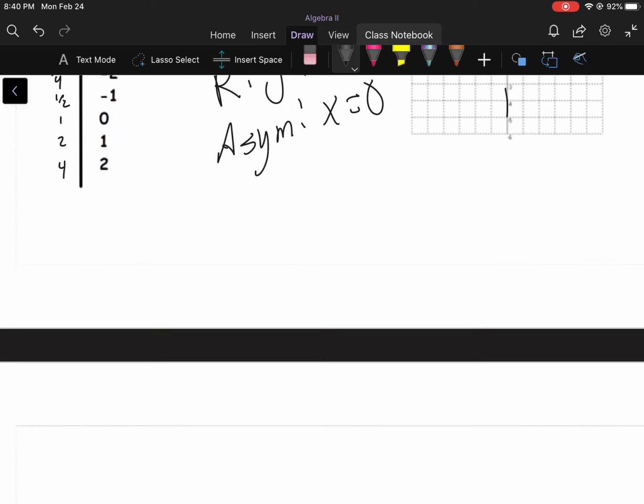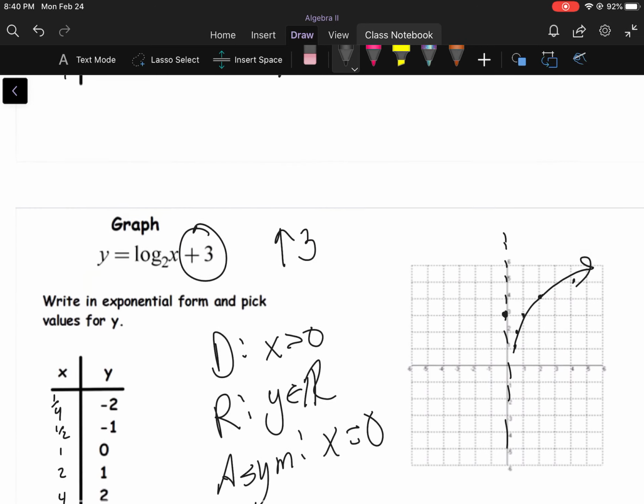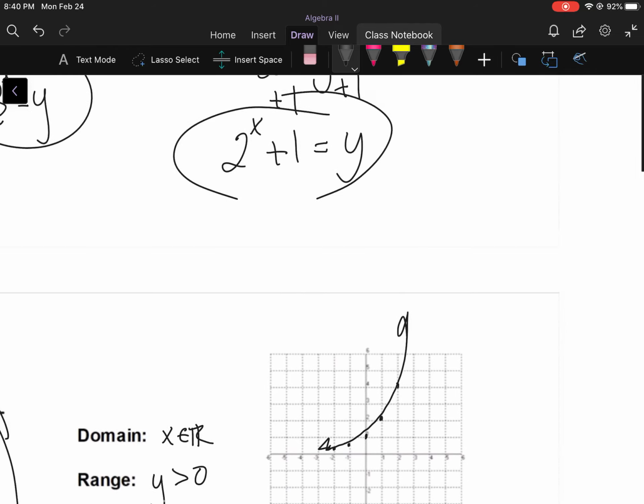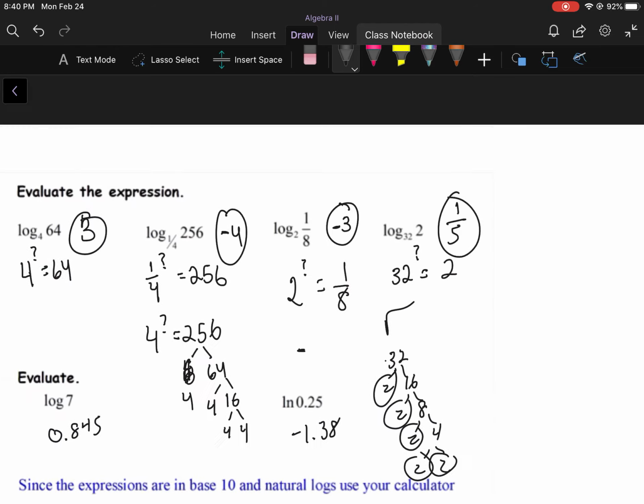So hopefully that helps. We'll try this again with different logs and different exponential growths as their inverse, and we will practice the logs and doing those by hand a lot here in class too.